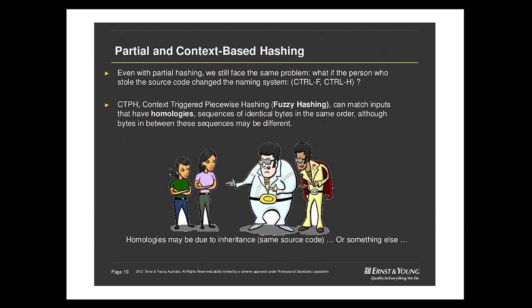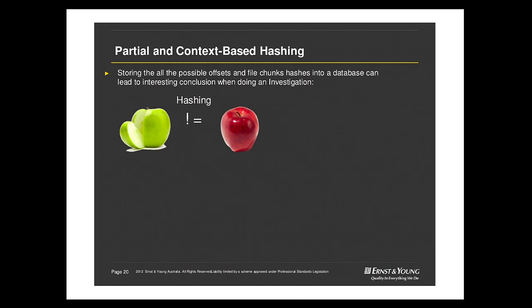So, as I said, it may be due to inheritance coming from the source code, or just like people want to use the same template. But a real powerful analysis technique comes when you combine the techniques. You combine the fuzzy hash and partial hashing file comparison. It can give us really, really very interesting results.